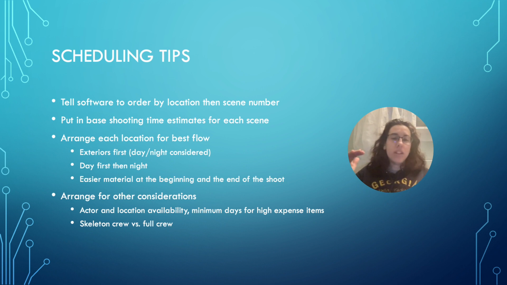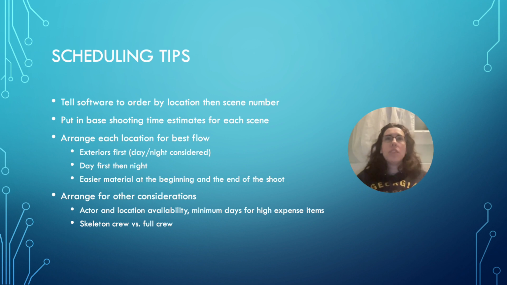So once you've made your nice ideal schedule for production flow, then I look at the other considerations like actor and location availability. If we need to minimize days for high expense items like name talent, you might have to jump between locations because you're combining everything with one actor in the same couple of days. Another consideration is if there are days that can be skeleton crew instead of full crew, like A unit, B unit. Are there entire days that way, or are there some shots that can get relegated to a B unit so you're not using up all of your resources?